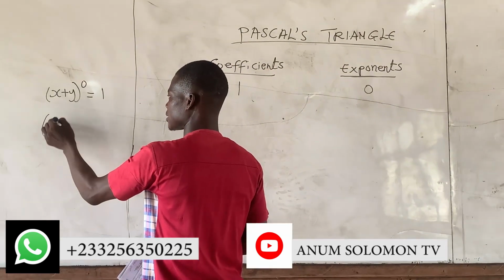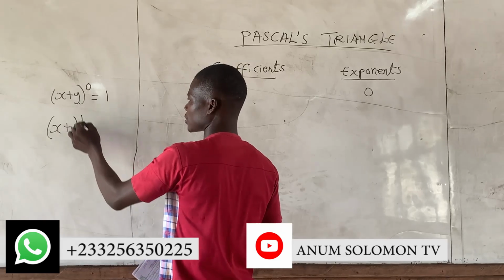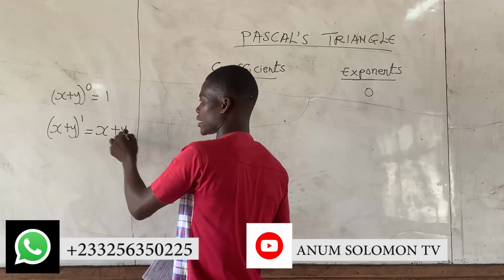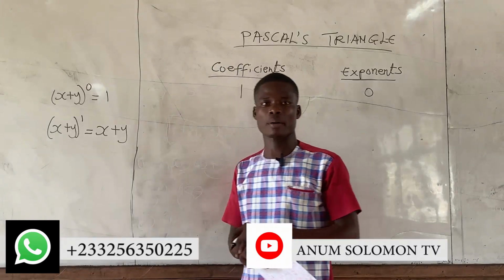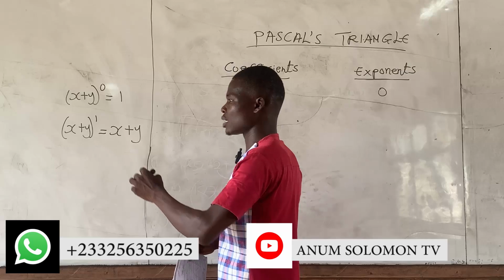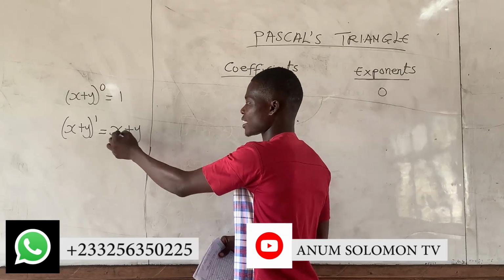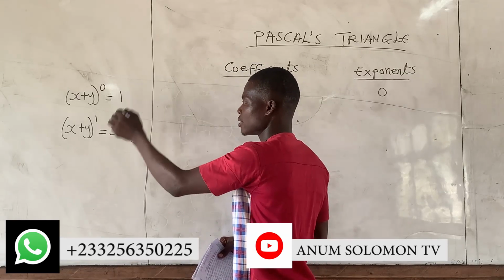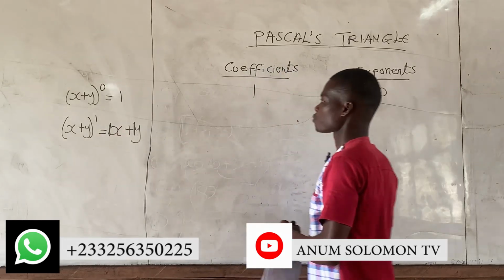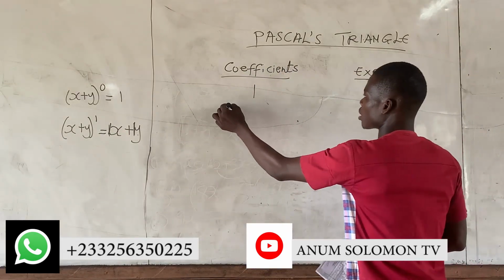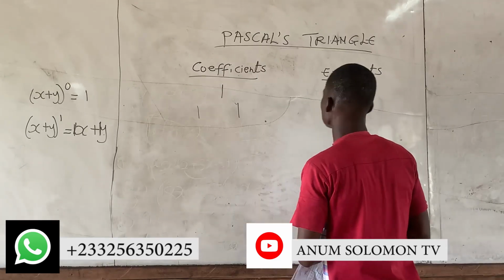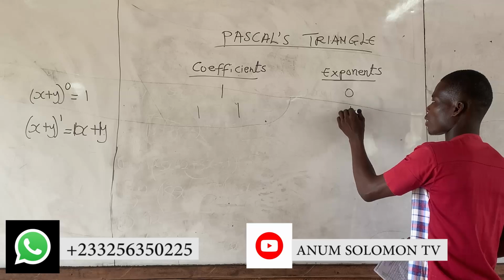Now let's look at power 1. We have (x plus y) power 1, which is equal to x plus y, because any number to the power 1 is the same number. Let's check the coefficients of x and y. The coefficient here is 1 and the coefficient here too is 1. So the coefficients of power 1 are 1, 1. This is for the exponent 1.